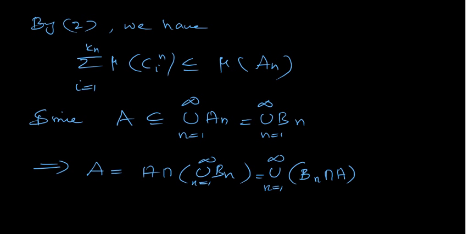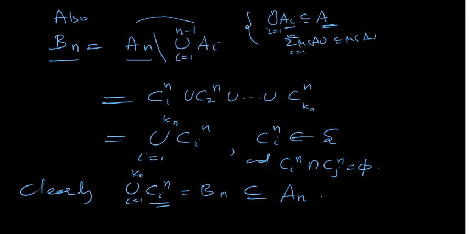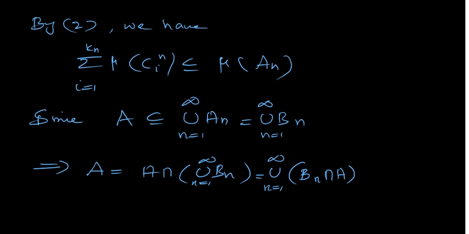So this thing is true, but then this Bn, what's Bn? जो हमने अभी बताया आपको, Bn क्या है? This Bn, its union i runs from 1 to Kn Cin, है ना? This is your Bn. So this is equal to union n runs from 1 to infinity, then union i runs from 1 to Kn, Cin intersection E.